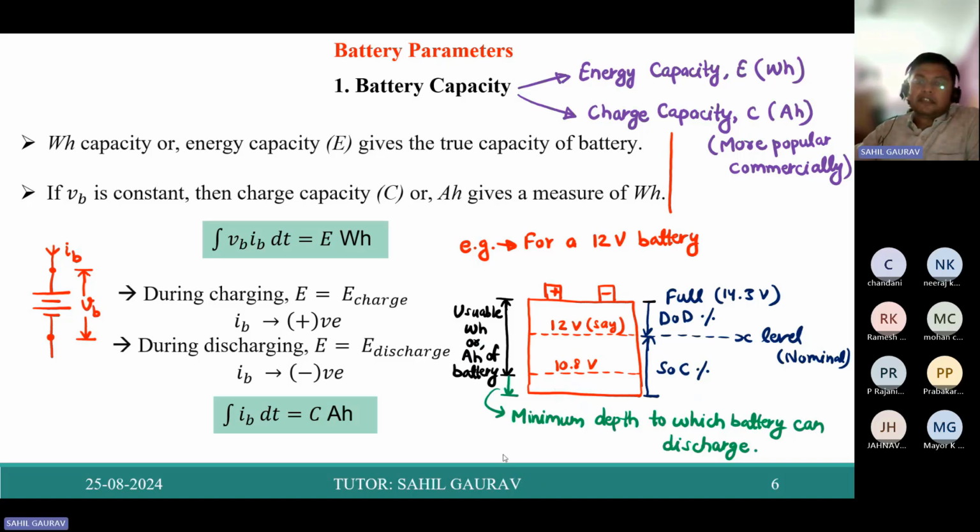If you see nowadays, for EV applications we have a battery management system. So you cannot discharge beyond that depth. Like if you have discharged 80%, 90%, then the battery management system automatically disconnects the battery from the load. So we have to take care that you cannot discharge the battery completely. There should be a certain minimum depth to which the battery can be discharged. That should be kept in mind.